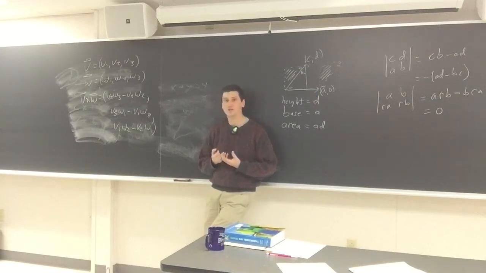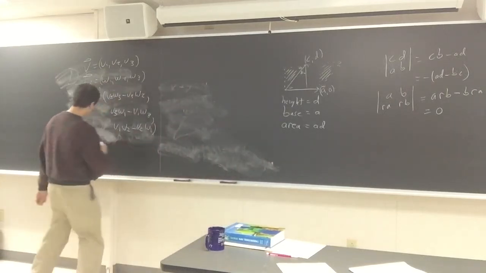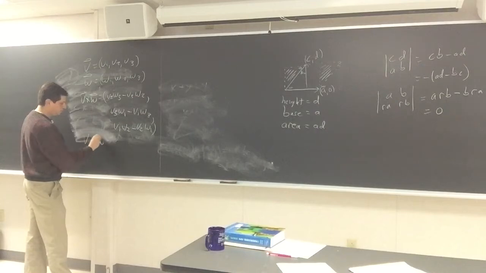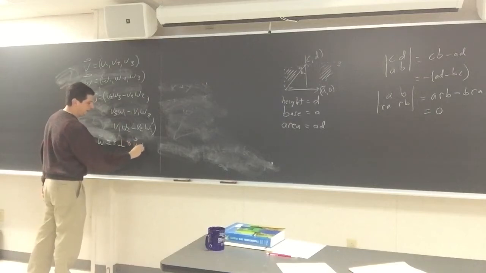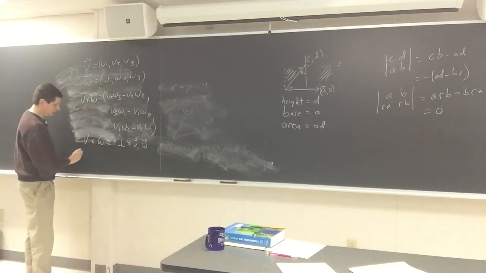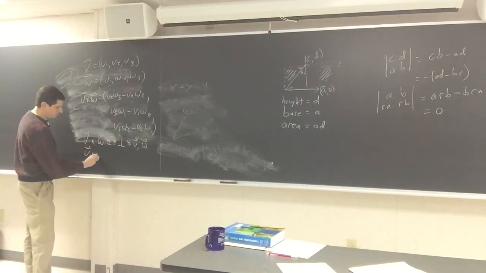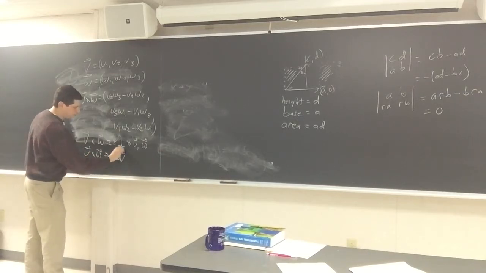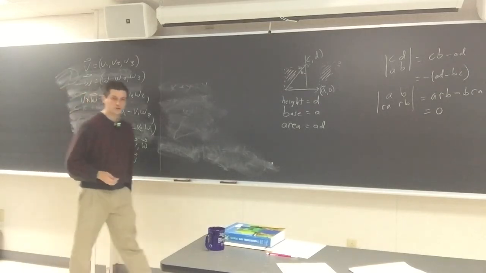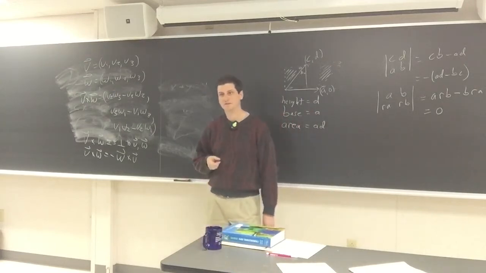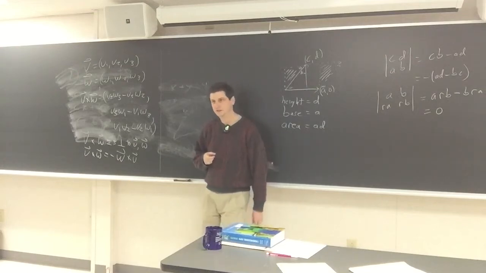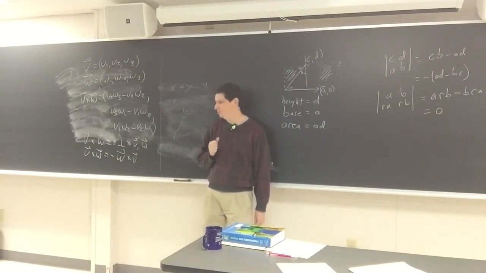It turns out the cross product has a lot of really nice properties. It turns out V cross W is perpendicular to V and perpendicular to W. And V cross W is negative W cross V. So how do you think we would prove those results? Which one do you think is easier to prove?